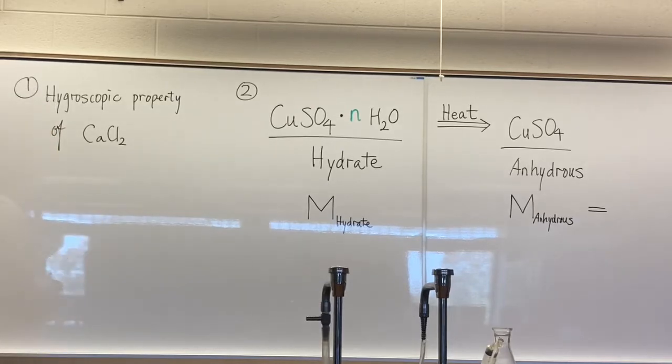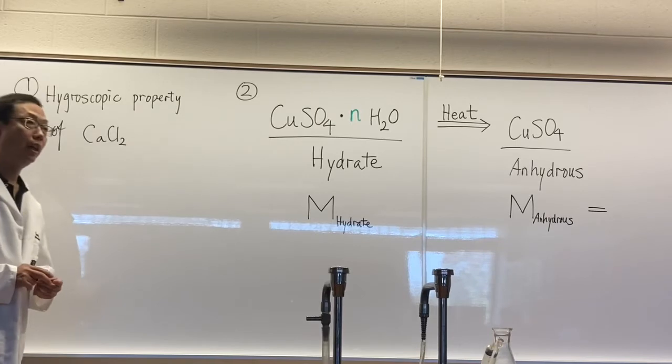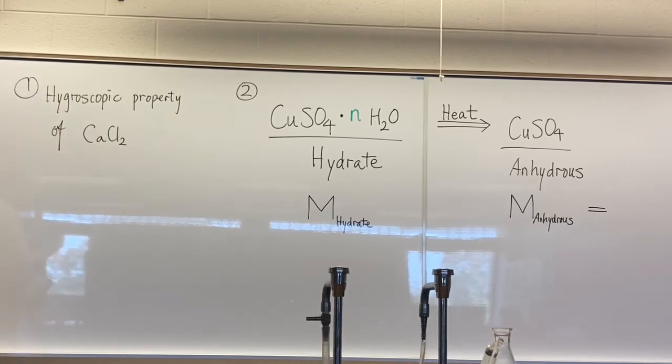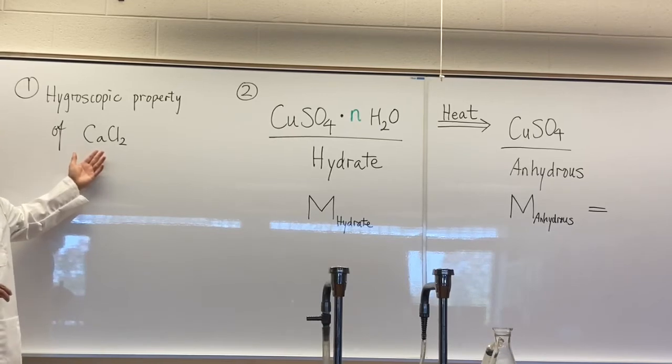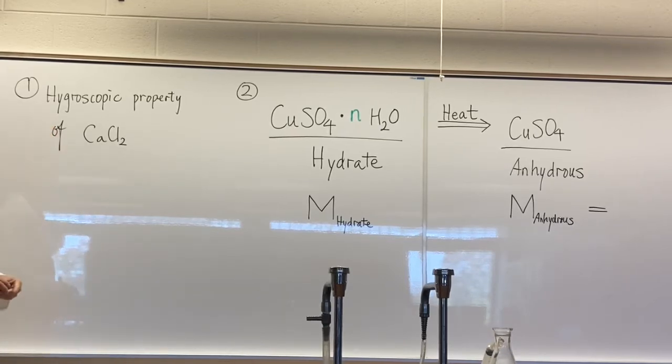Today's lab is experiment 11, water hydration. In today's lab, there are actually two different sections. The first section is about hygroscopic property. A hygroscopic property is a physical property for some substances that they can absorb water from the environment. We're going to use calcium chloride as an example to observe the hygroscopic property.